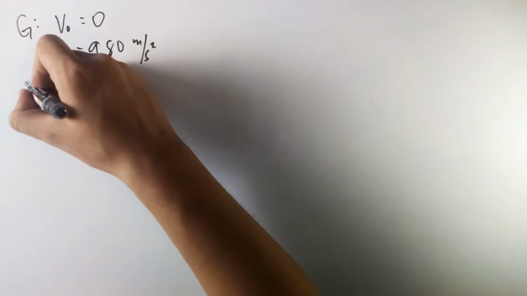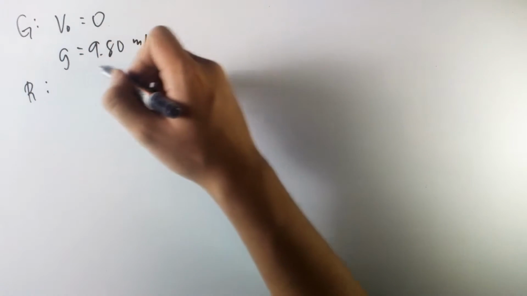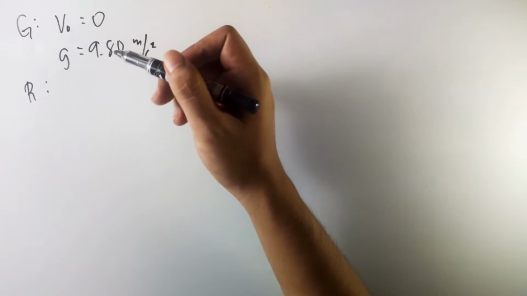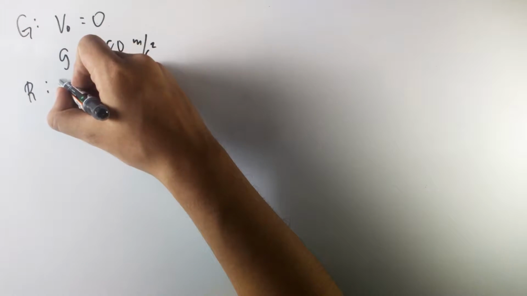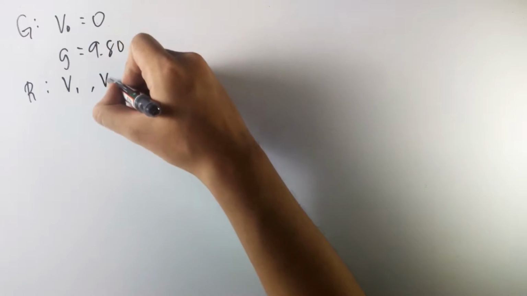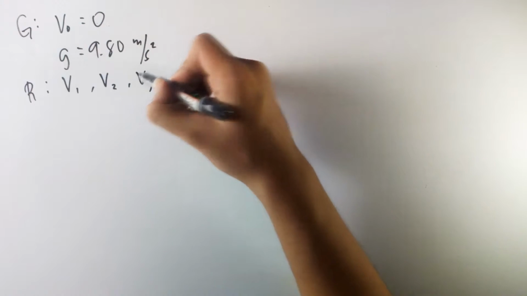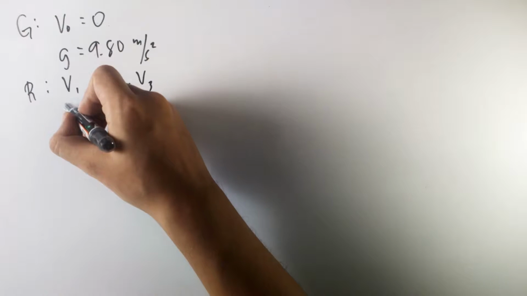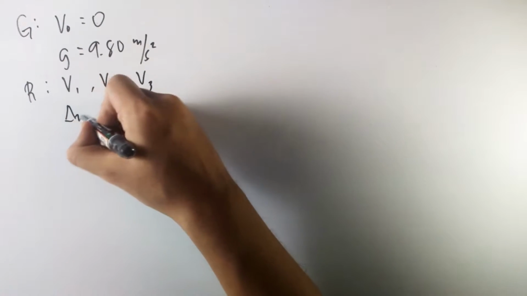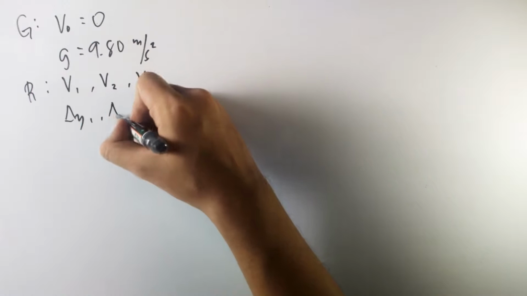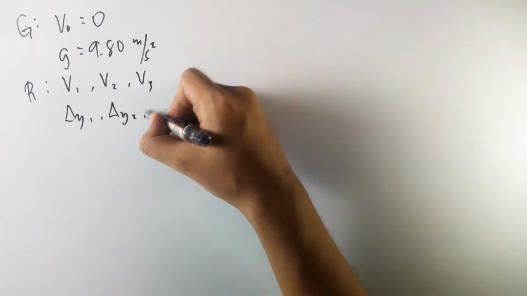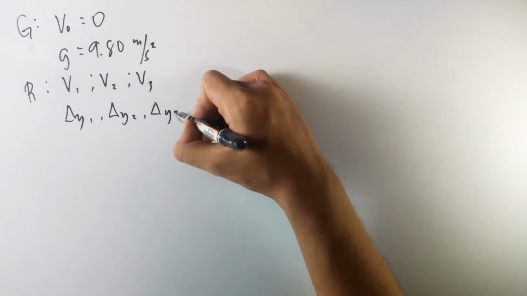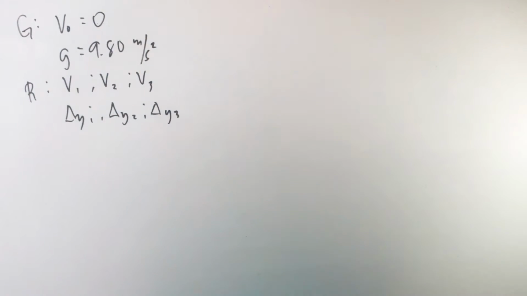So what are the required? We have 6 required, so let's set those required as v1, v2, and v3. Then for the displacement, we have delta y sub 1, delta y sub 2, and delta y sub 3.